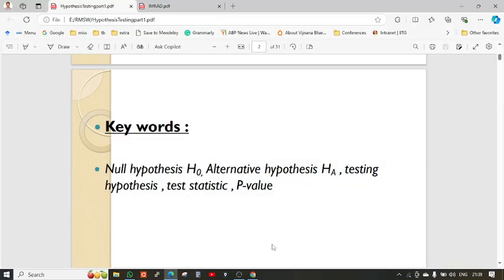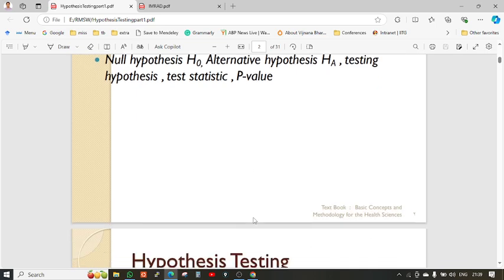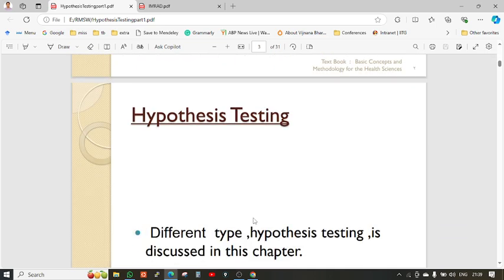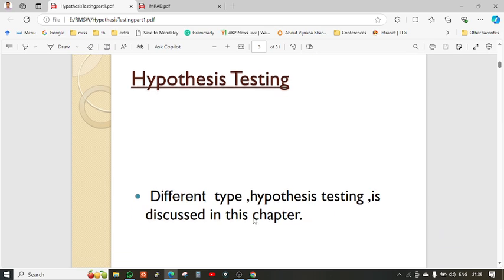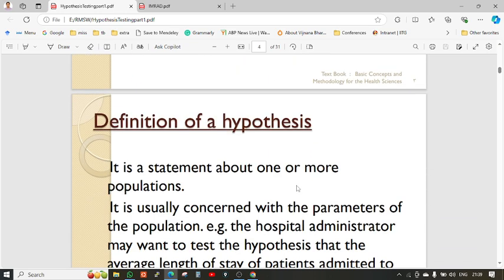We already discussed that there are two types of hypothesis. One is the null hypothesis, and the second is the alternate hypothesis. And there are different varieties or types of hypothesis testing. We have already studied five different types of hypothesis. Then hypothesis testing is also described here.